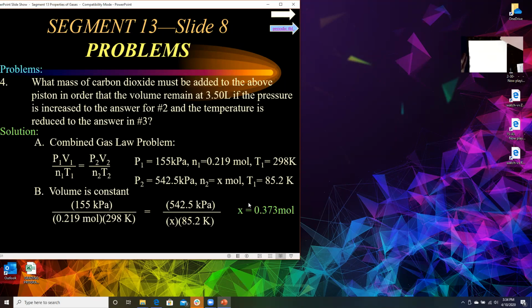If I solve that for X, I say that in order for us to have the conditions required in the problem, the number of moles we need to have in the problem is 0.373. Now we started out with 0.219, so then we can calculate the number of moles we have to add. We take the total we have minus what we had to start with, and we have 0.154 moles of gas would have to be added in order for this to work.